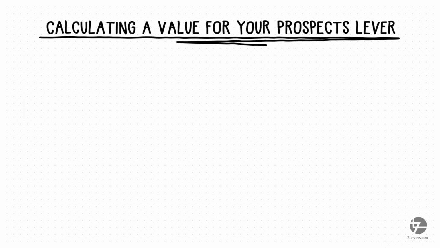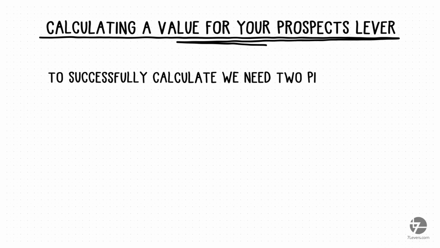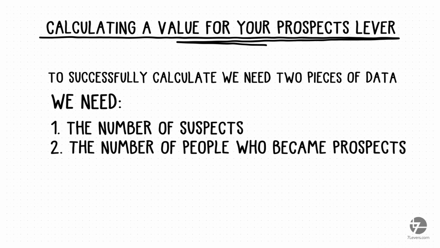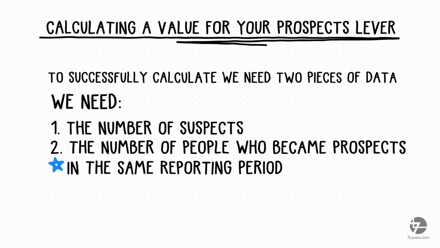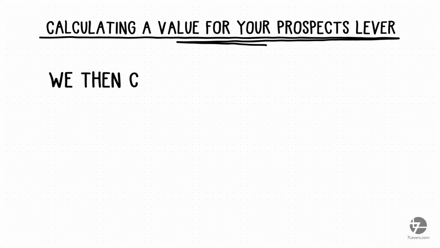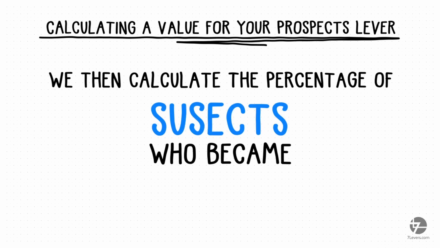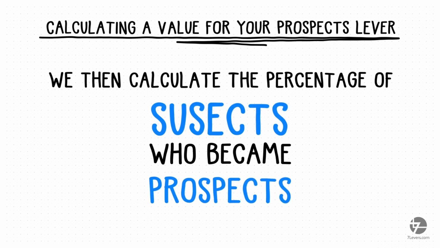In this lesson, we're going to look at calculating a value for your prospects lever. In order to calculate the value we need for your prospects lever, we need two pieces of data. We need the number of suspects in that particular reporting period, and then we need the number of people that became prospects in that reporting period. And then we're going to calculate from those two values the percentage of suspects who became prospects.